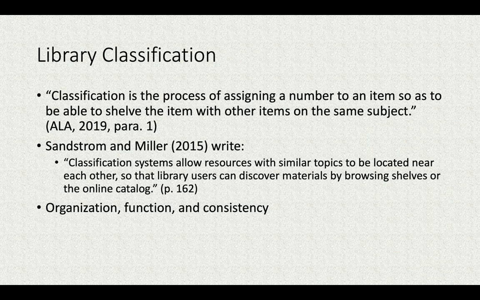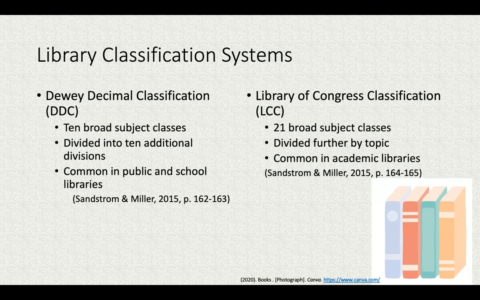According to the American Library Association, classification is the process of assigning a number to an item so as to be able to shelve the item with other items on the same subject. Sandstrom and Miller add that classification systems allow resources with similar topics to be located near each other so that library users can discover materials by browsing shelves or the online catalog. Library classification systems provide librarians and patrons with an organized, functional, and consistent method for storing, locating, and accessing materials.